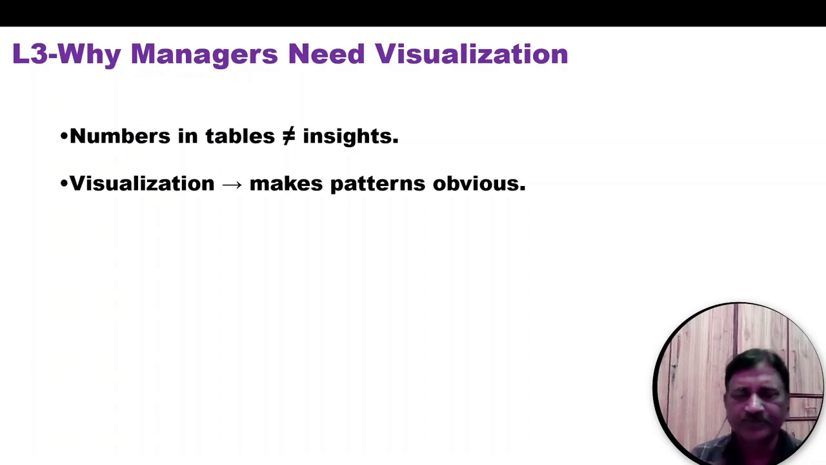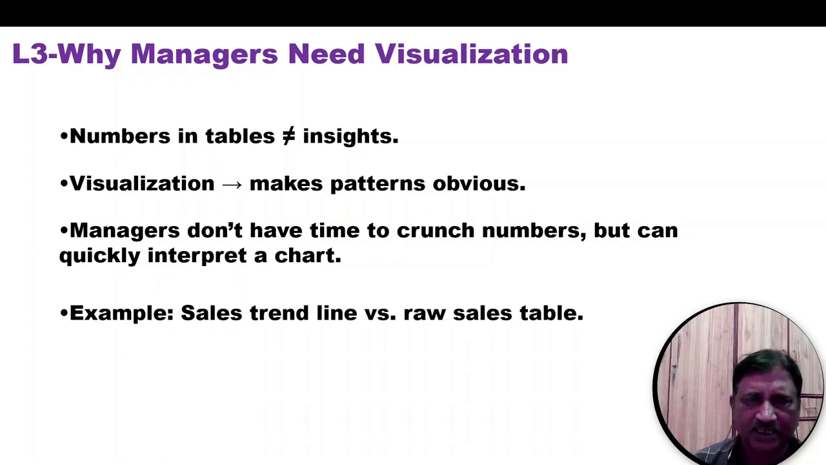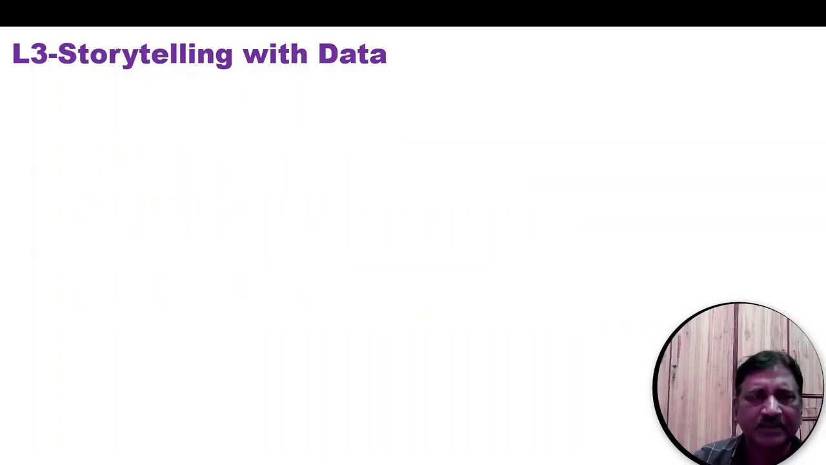Visualization, by showing graphs, pie charts or bar charts, will give you obvious patterns in the data which will not be possible to obtain by using the tables or the reports. Managers do not have time to crunch the numbers, but they can interpret charts very quickly. That's why they need visualization, right? Take the sales trend line versus the raw sales table. If you have the raw sales table and a sales trend line, the manager obviously will be able to make out more from the sales trend line than from the raw sales table, right?